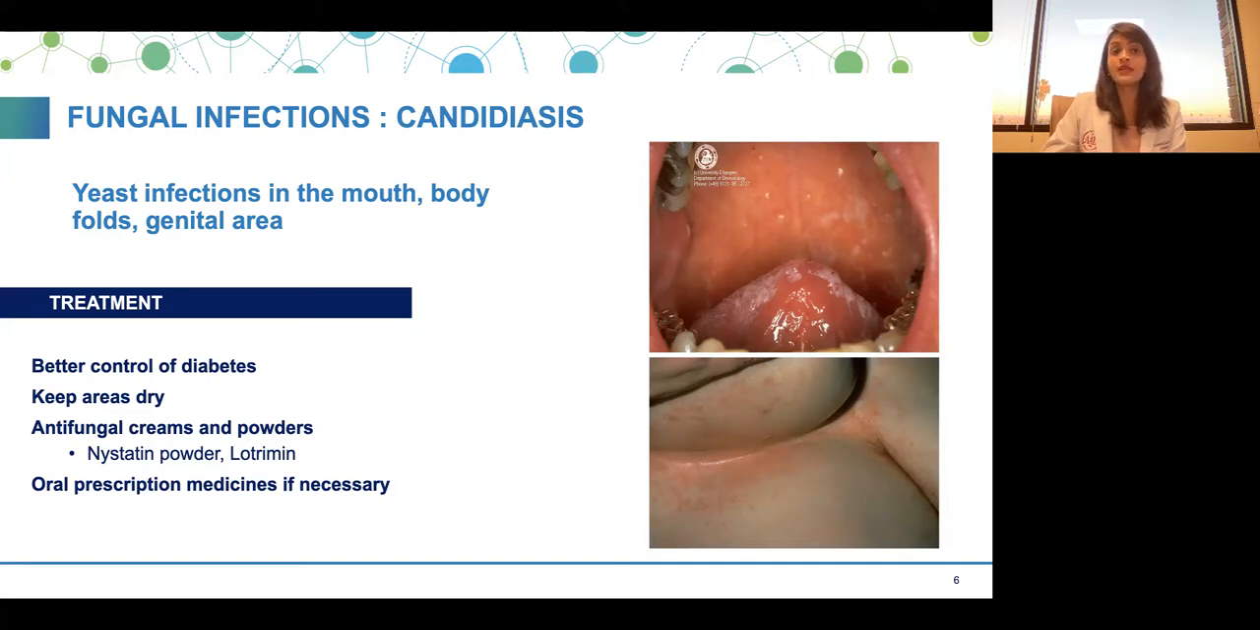And in terms of treatment, again, it's an indication that maybe we need to do better with the control of diabetes and blood sugar. And then other things to do, if it's on the body fold, you can keep the area dry, and you can try antifungal creams and powders. There are some over-the-counter ones, such as nystatin powder or Lotrimin, that help some people. And when it's not enough, then you can see a dermatologist for prescription antifungal creams, or even an oral medication, depending on how severe it is.